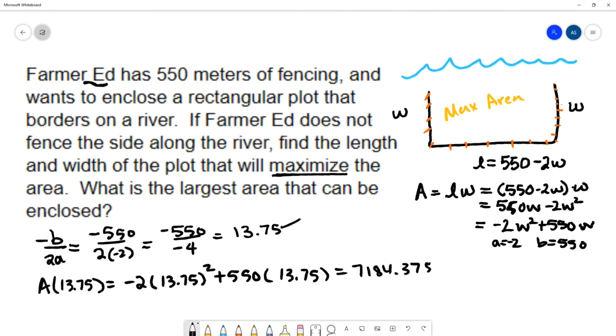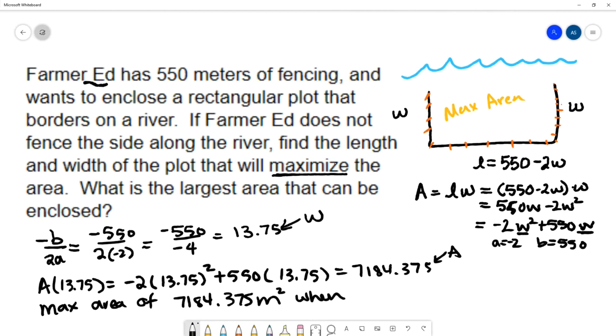So this number right here represents the width because the width is the variable that's used in our equation, and this one represents the area. So we're going to have a max area of 7,184.375 meters squared when we set a width of 13.75 meters. Let's read the directions one more time.